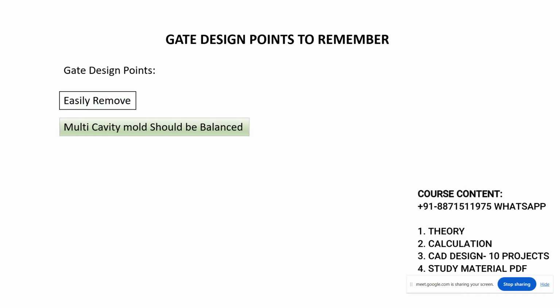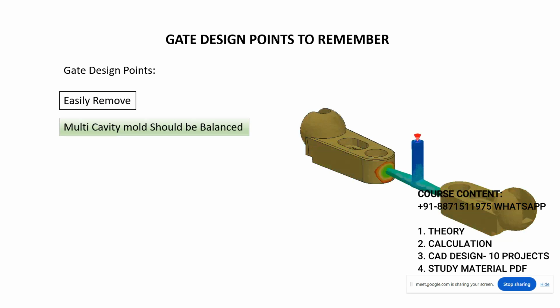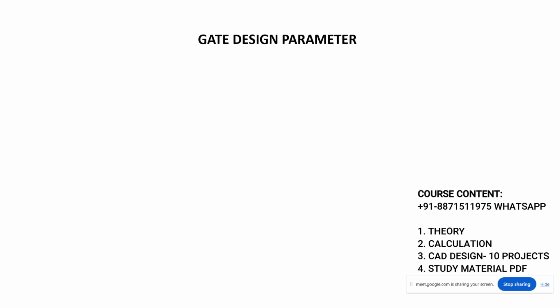Second one is multi-cavity mold should be balanced. What is the meaning of multi-cavity mold? For example, if we are dealing with a 2 cavity, it should be balanced in a proper way. Both the components should fill at the same time. This is very important. Now again, if we are dealing with 8 components, then all the 8 components should fill at the same time. Is it clear? So it should be balanced. Understood? Cavity can be 2, 4, 6 or 8.